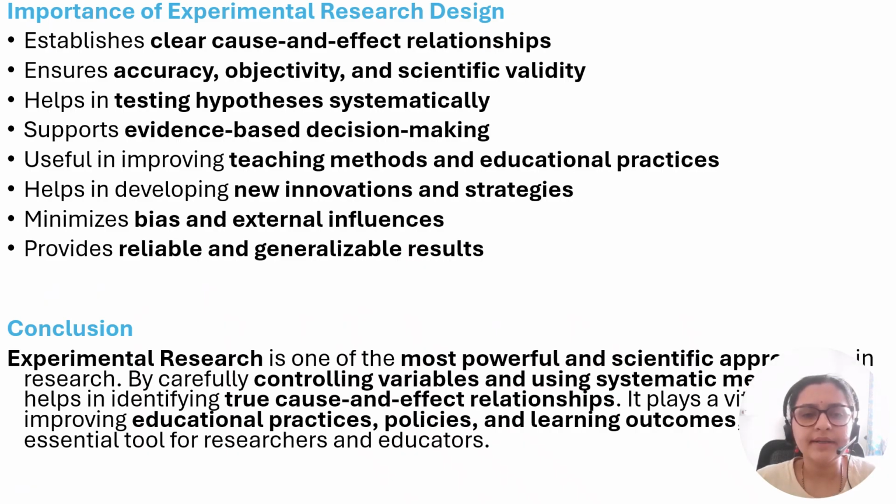Importance of experimental research design is it establishes clear cause and effect relationships. It ensures accuracy, objectivity, and scientific validity. It helps in testing hypotheses systematically, and it supports evidence-based decision making. It is useful in improving teaching methods and educational practices. It helps in developing new innovations and strategies. It minimizes bias and other external influences, and it provides reliable and generalizable results.